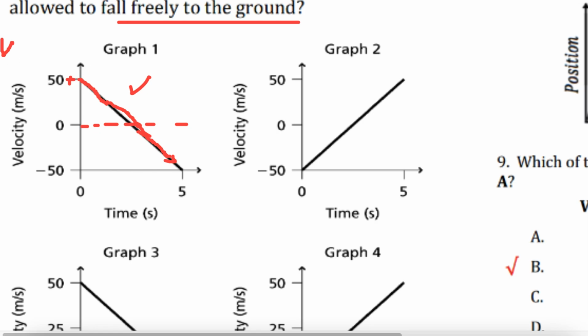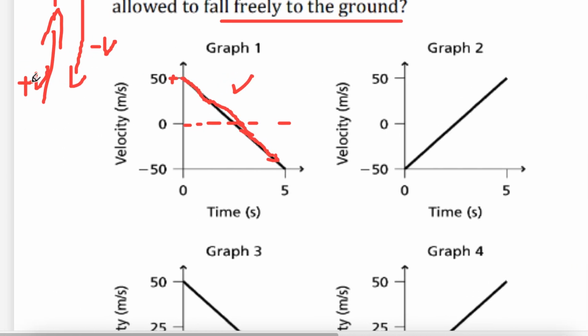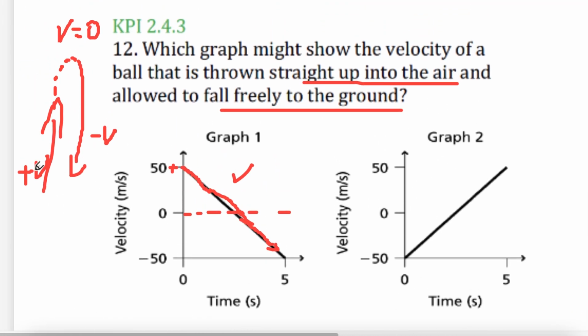It starts with a positive velocity, positive, slowing down, right here, slowing down, reaching 0, that is here, the highest point is here, V is 0, and then what happens? It goes down and gets faster and faster. It's going down faster and faster to the negative side.